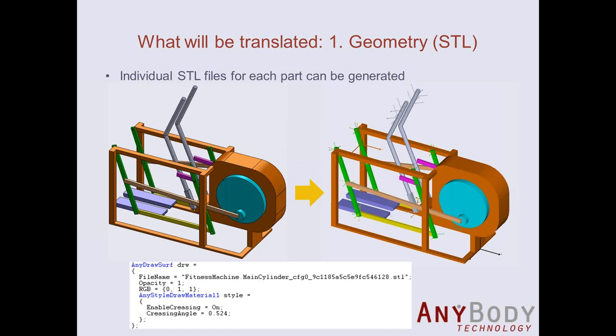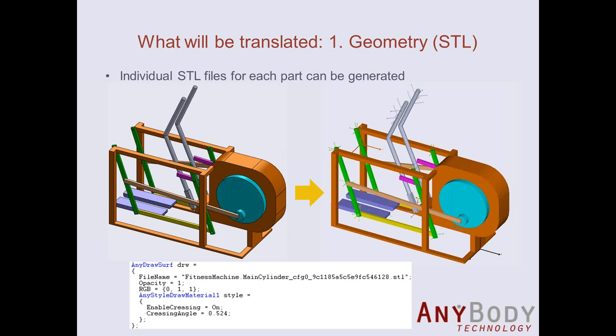From now, I would introduce what kind of information will be translated by SolidWorks2AnyBody automatically. Among many information, the first one is the geometry data of your CAD models. To visualize your CAD model inside AnyBody modeling system, we need STL files for each component in the CAD assembly because AnyBody supports STL file format for rendering geometries. SolidWorks2AnyBody will create STL files for all components by extracting rendering information from SolidWorks.